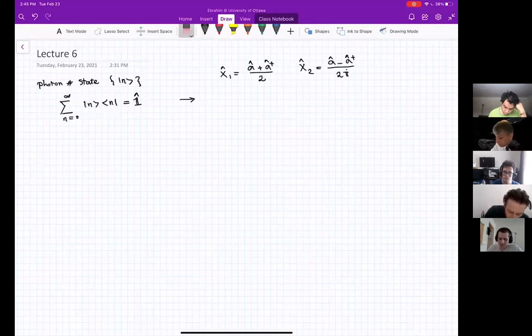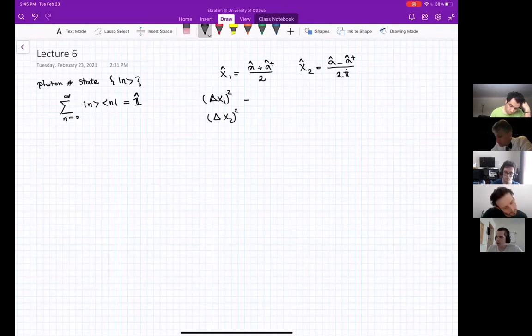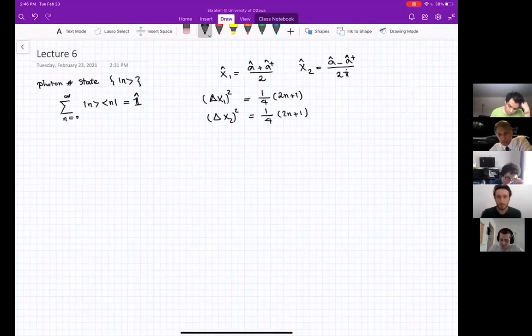These two, x1 and x2, were our quadratures. For the photon number state of n, we did the mathematics and calculated delta x1 squared. We also calculated delta x2 squared, and we found that each is given by 1 divided by 4, 2n plus 1. So that was the uncertainty that we had for the quadratures x1 and x2.